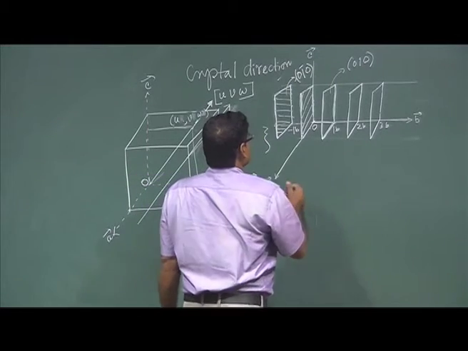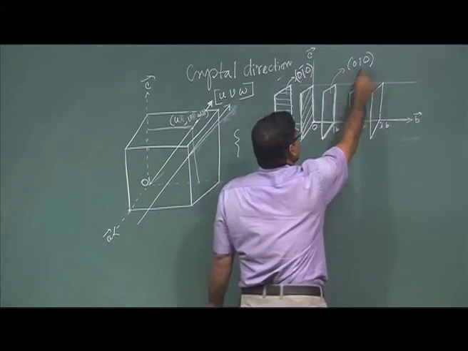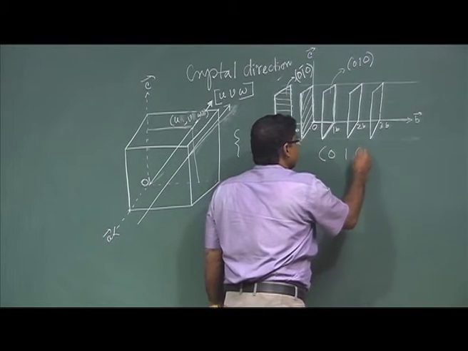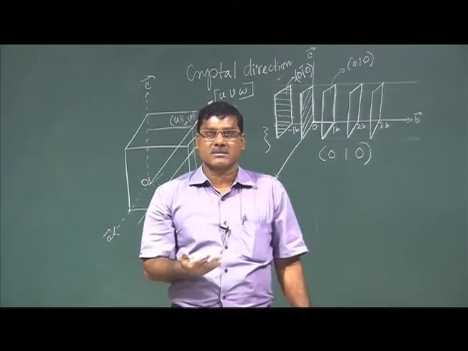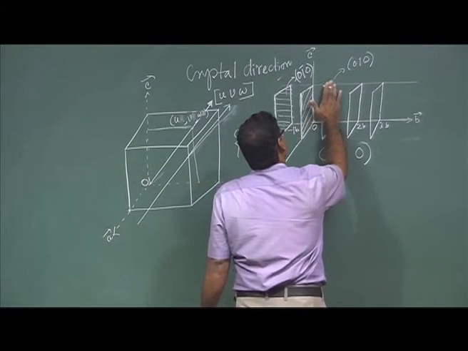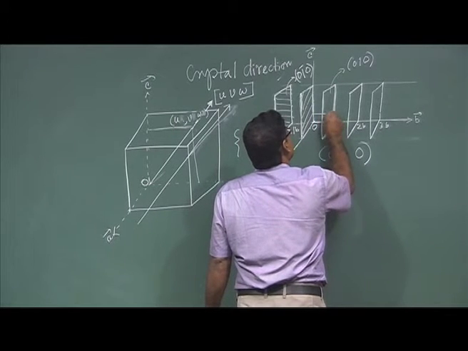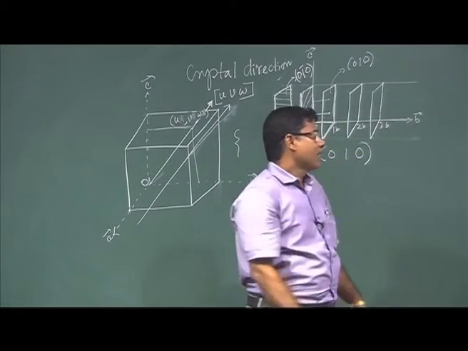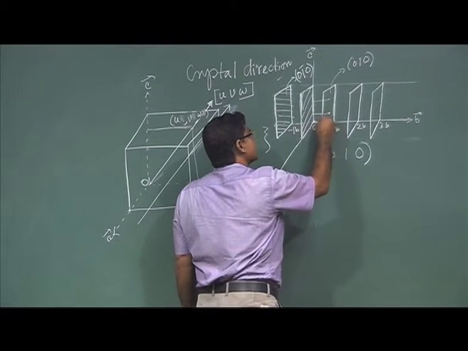So, for these planes, it is 0 1 0 plane, 0 1 0 plane, 0 1 0 plane, right. Now, what is the direction of this plane? So, basically the direction of the normal to this plane. So, what is the normal to this plane? Normal to this plane is basically this, right. Normal to this plane is this, no? And this normal to this plane is basically this.